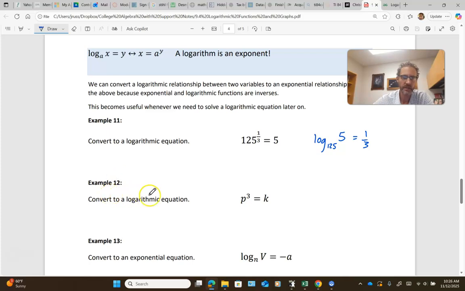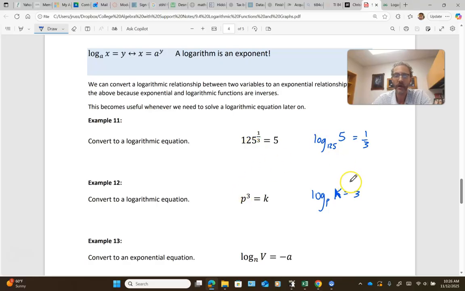Example 12, it says convert to a logarithmic equation. Well, I'm going to do the same thing. The base here is p, so that'll become the base of my logarithm. And then this will become log base p of k is equal to 3, because 3 is the exponent. All right, so that's how we convert exponential equations to logarithmic equations.